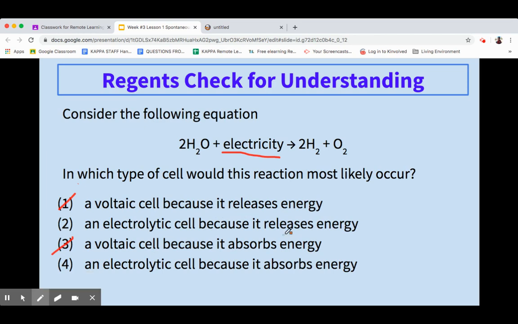is going to absorb energy. So it's going to use the energy from the battery. And we know that it's being absorbed from the reaction because it's on the left side of the equation. Anything on the left side is being absorbed or taken in.